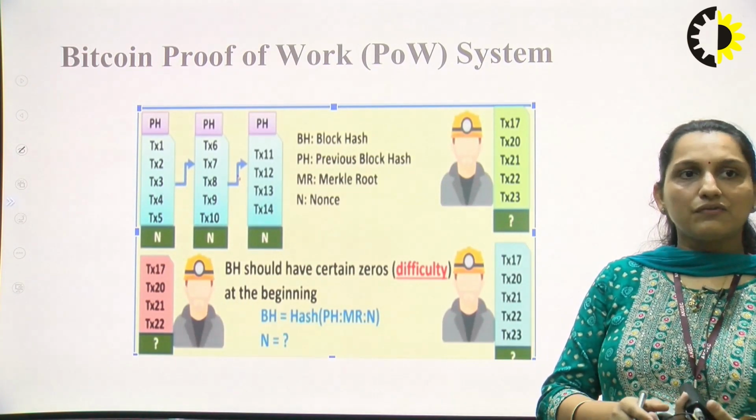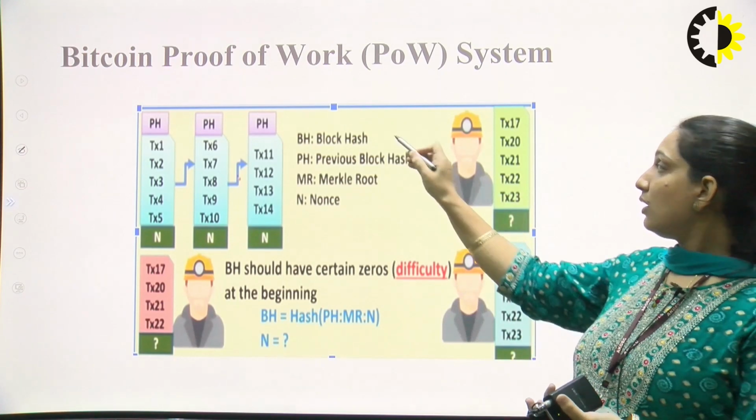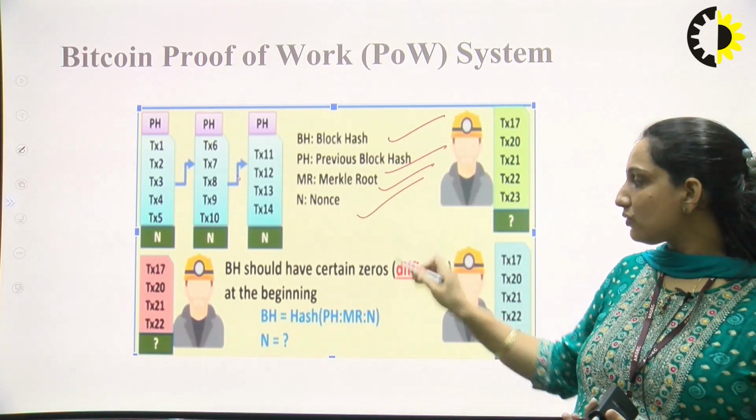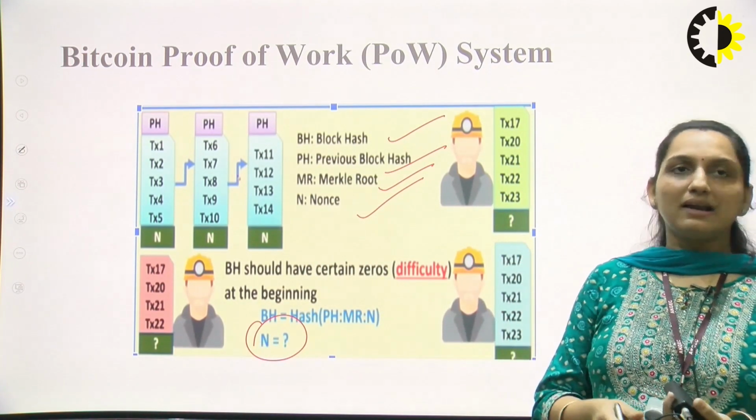So that's the difficulty which we are facing in this, and we also have a block hash, the previous block hash, the Merkle root tree, and the nonce also. So that's why we calculate the nonce, and the other person validates it.